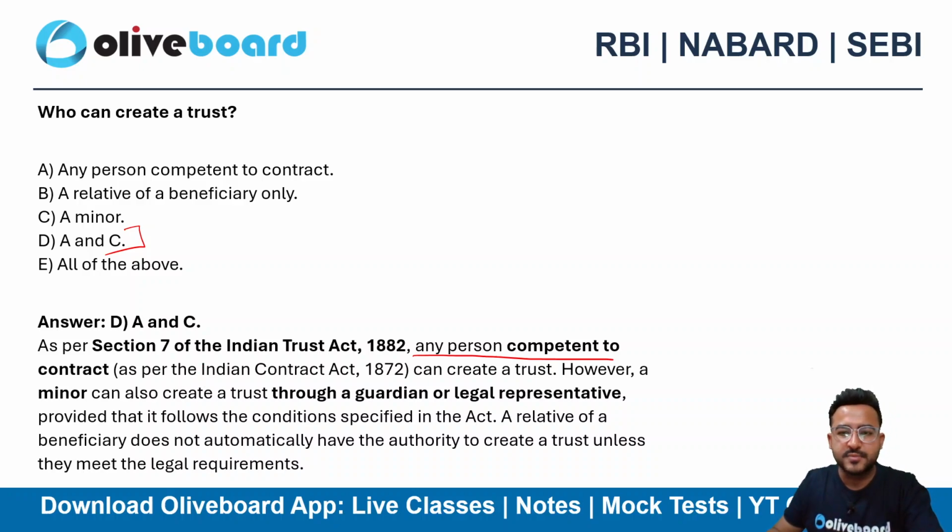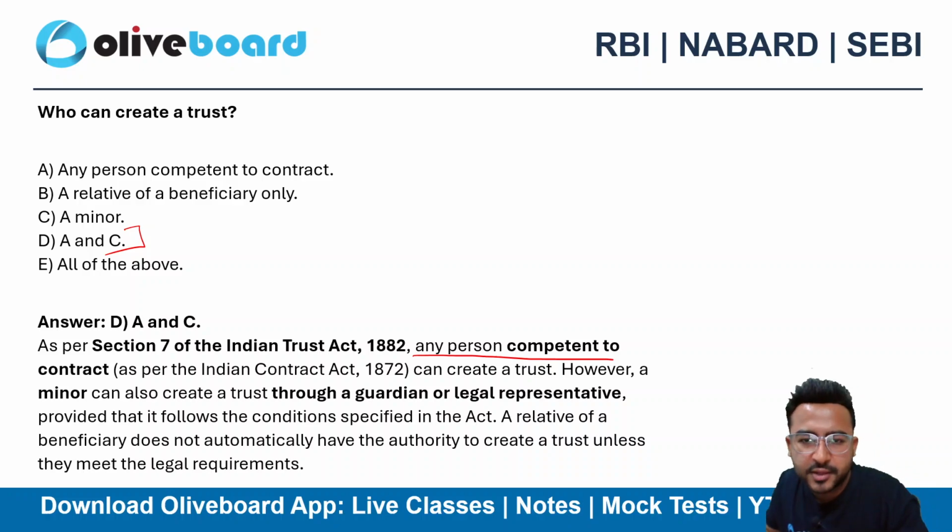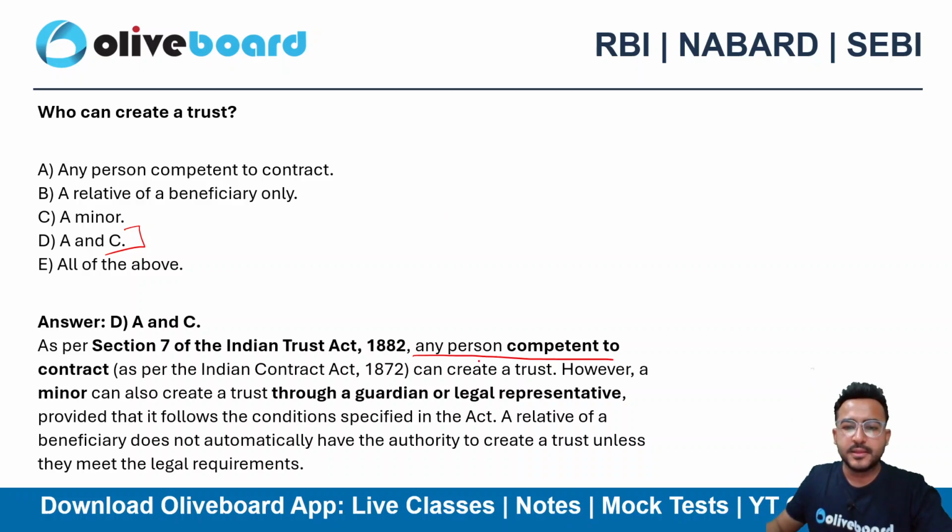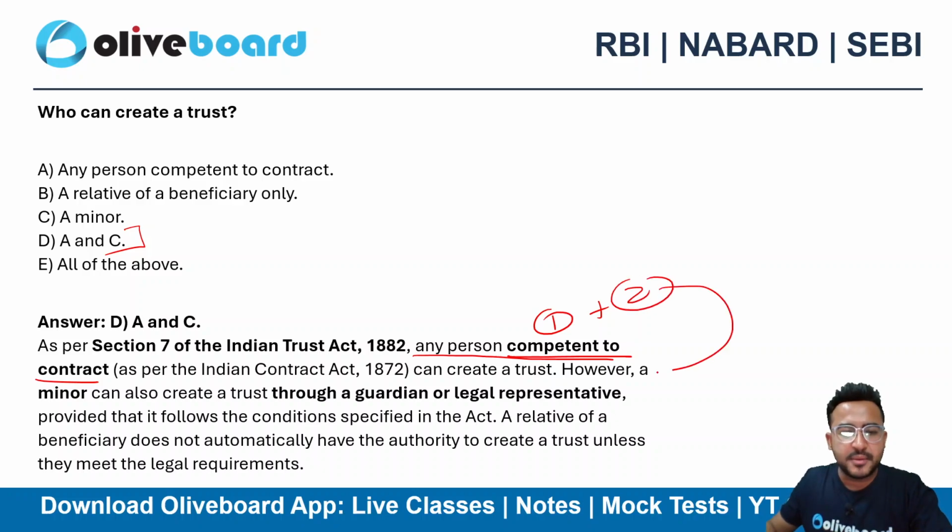Now, some of you might be having a doubt: sir, how will a minor create one, because he is not competent at all? See, the first person will be competent to contract, right? The second one can be a minor. It can also be a minor, but he can create a trust through the guardian or legal representative only, right?